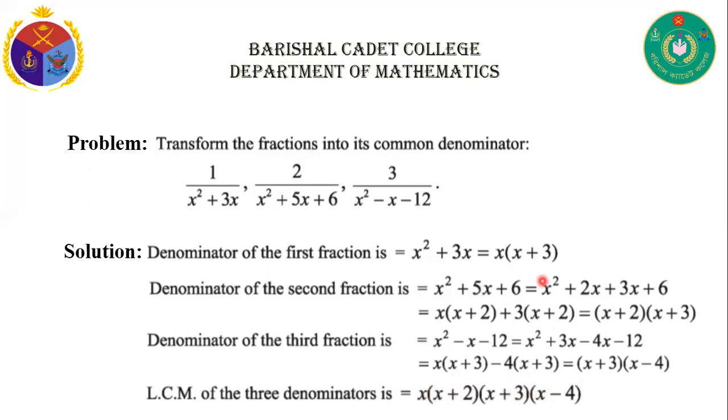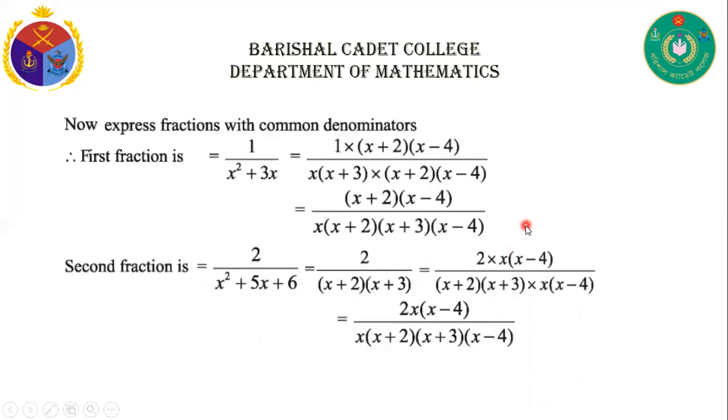Okay. And for the second fraction here we have x plus 2 and x plus 3. That is two terms. So we have to multiply the fraction by x into x minus 4. And for the third fraction we have x plus 3 and x minus 4. So we have to multiply the third fraction by x into x plus 2. So for the first fraction, we have to multiply by x plus 2 into x minus 4.